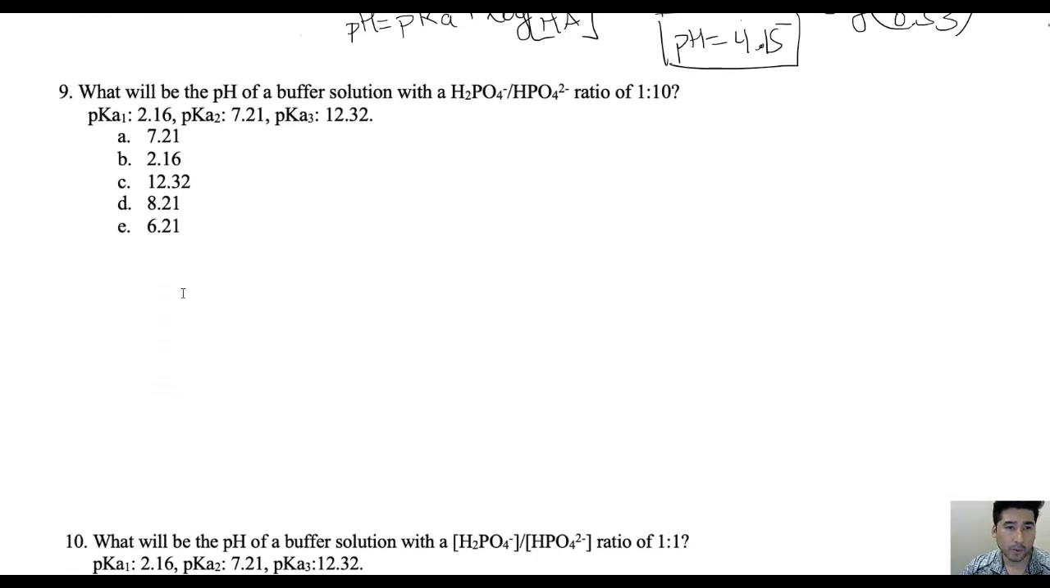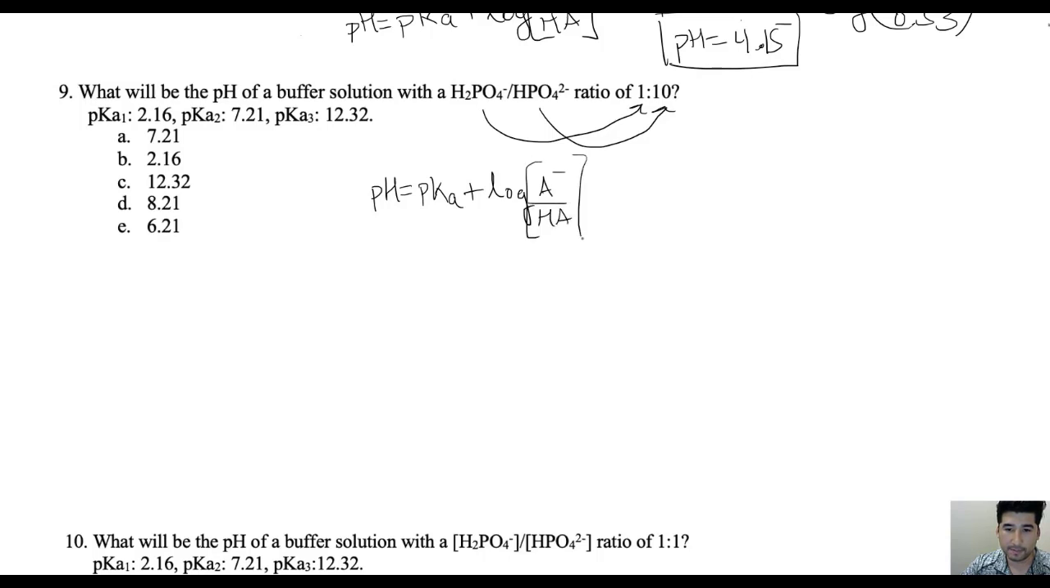Alright, number 9. What will be the pH of a buffer solution with a phosphoric acid ratio of 1 to 10? So what this means is that you have 1 of those and 10 of those. Alright, so how can we find the pH? Well, because we have the acid and the conjugate base, we can actually use the Henderson-Hasselbalch equation. And so that is pH is equal to pKa plus log of A minus over HA.